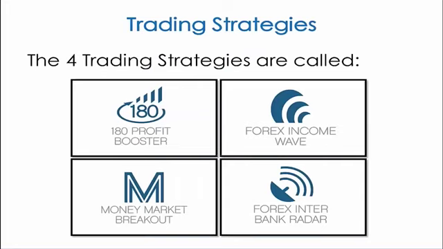Now, you're going to be learning 4 trading systems or 4 trading strategies throughout this online program, and they're called the 180 Profit Booster, the Income Wave, the Money Market Breakout, and the Interbank Radar. They primarily trade trends, and the reason why they trade trends is because that's where most money has been made trading the forex markets. Some systems are incredibly simple, and some are a teeny bit harder, but on the whole, by the time you've been through this program, you'll know exactly how all 4 systems work, you'll know exactly how to place those trades, how to risk manage those trades, and ultimately the most important thing, how to make money using those trading systems.